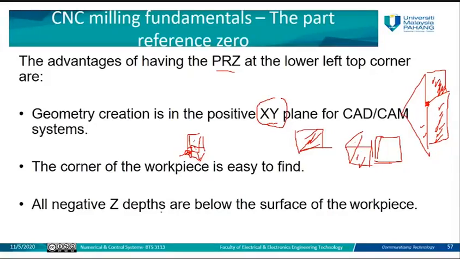The negative Z here is below the surface. When we talk about Z, we have length, width, and also thickness. If I work on this top left corner, the down of this top corner will be on the negative Z axis, under the table of the machine, in the direction towards the table of the machine.